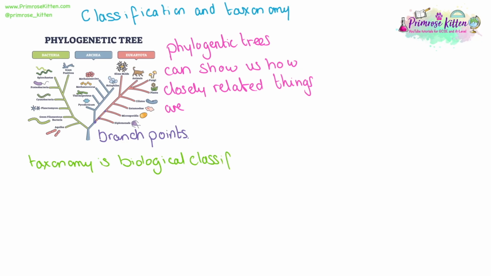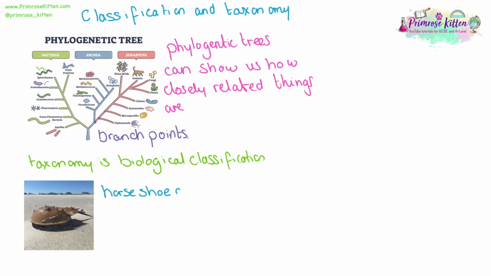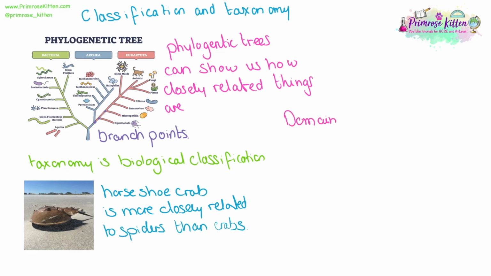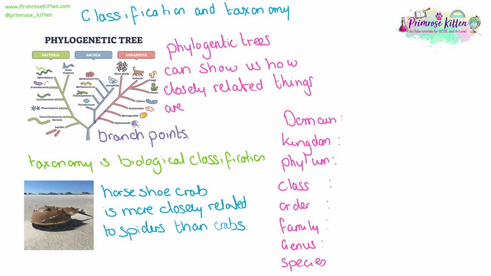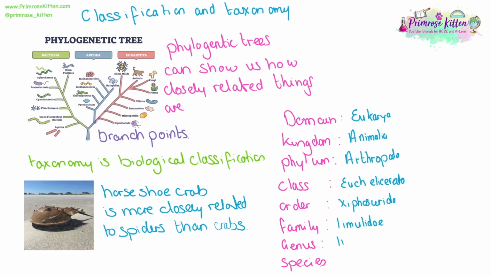Taxonomy is biological classification. Here is one of my favourite animals again, the horseshoe crab. When it was named, it was called a crab. However, it is more closely related to spiders. You need to be able to remember the order of properly naming things. We start with the domain and then the kingdom, the phylum, class, order, family, and the genus. Finally, the species.